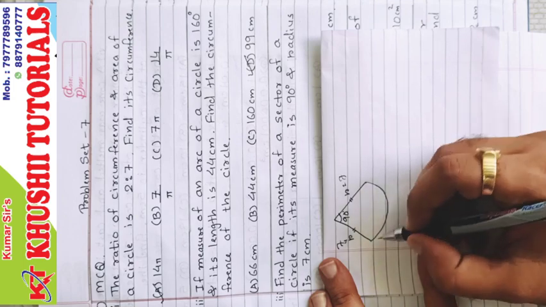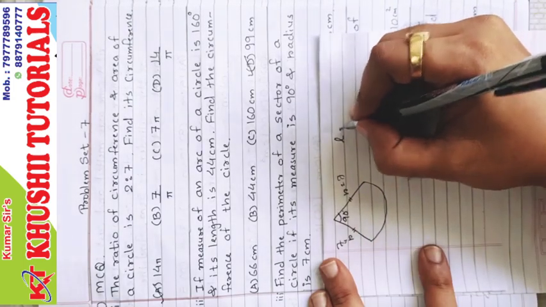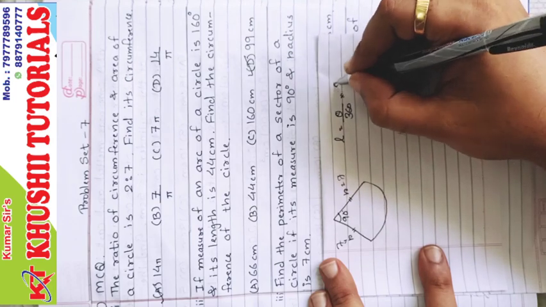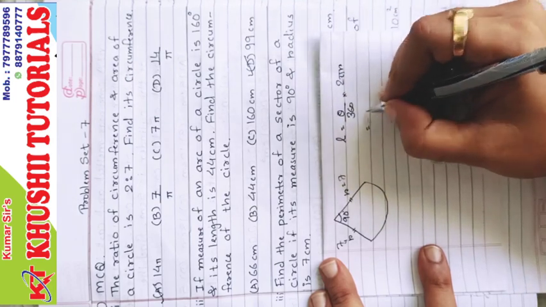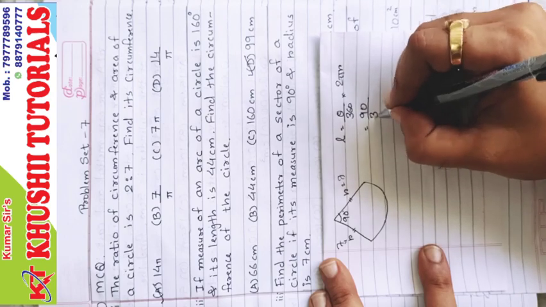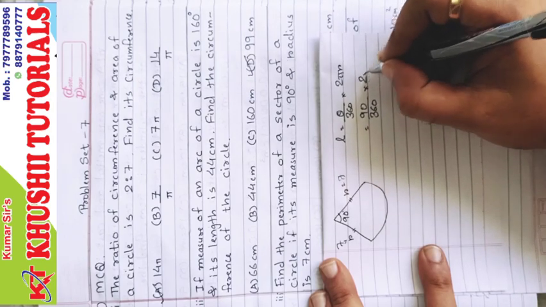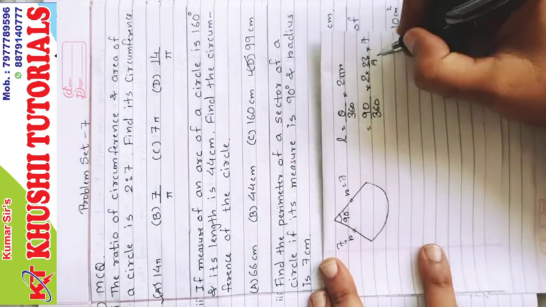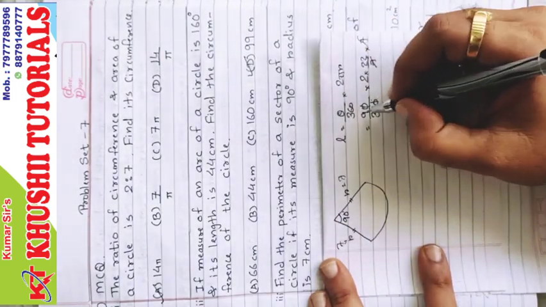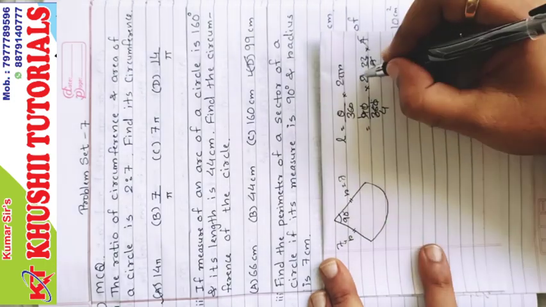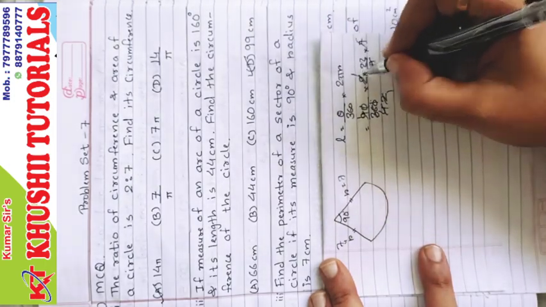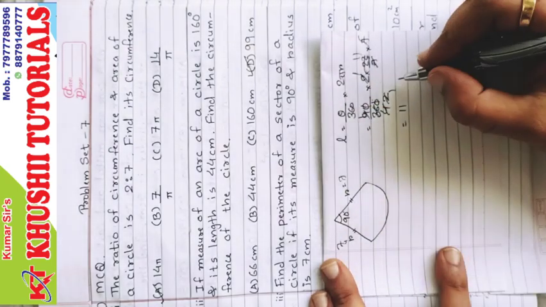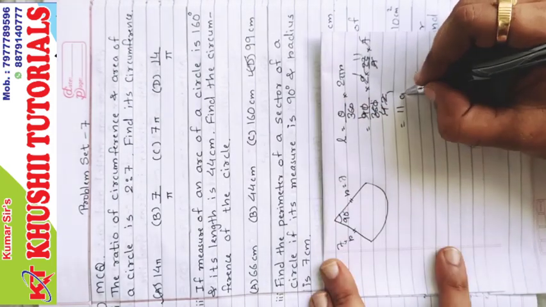So first we need to find the length of arc. Length of arc equal to theta upon 360 into 2 pi r. Theta is 90 upon 360 into 2 into 22 by 7 into r is 7. 7 will get cancelled, 0 cancelled. 9 1s are 9, 9 4s are 36. 2 1s are 2, 2 2s are 4, 2 1s are 2, 2 11s are 22. So the length of arc we got as 11. Units are centimeter.